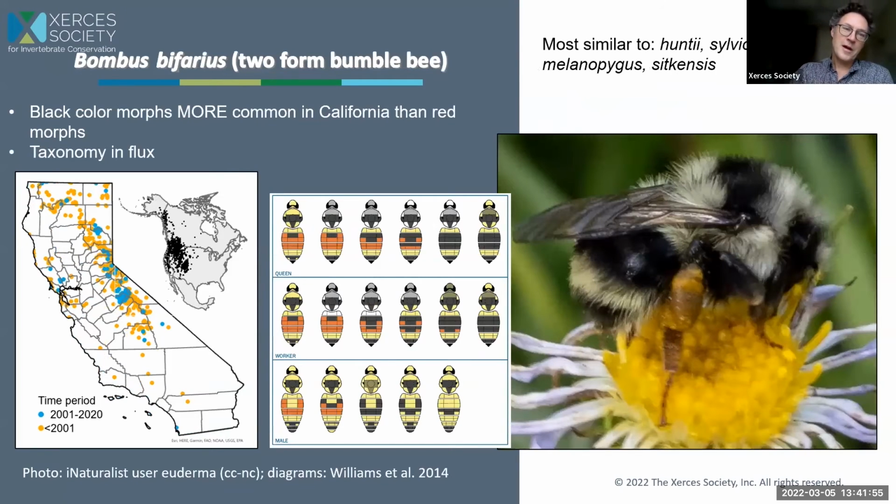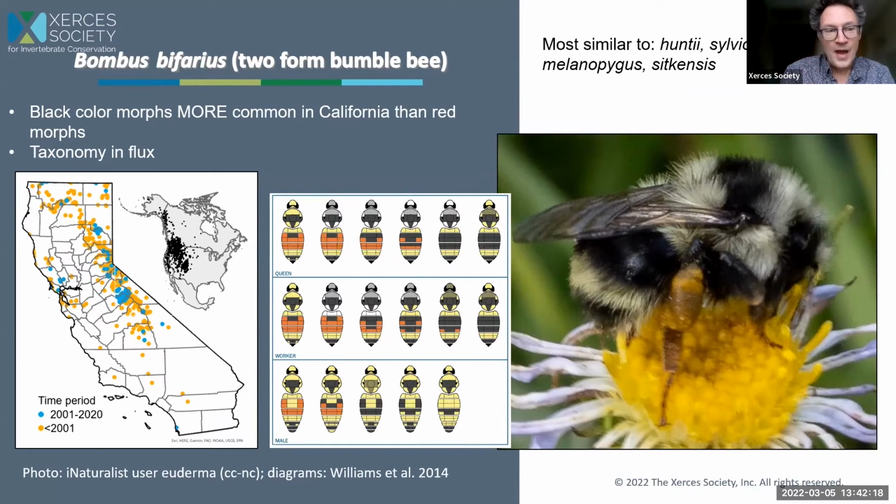Okay, now we're back to Bombus bifarius, another common one, and this has been my exemplar in some other slides for other things, so you're somewhat familiar with it. This is a species that is mostly found in the Sierra Nevada and the northern mountains, but again, there is a population around the San Francisco Bay Area. This is a common species throughout the West.